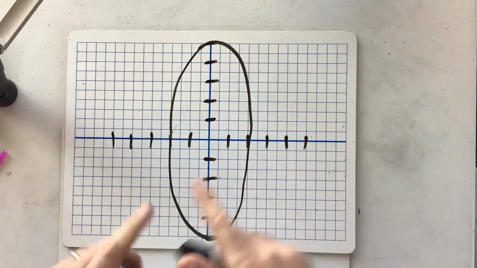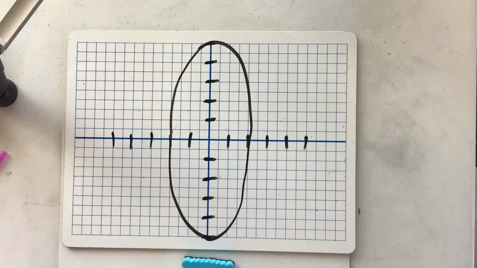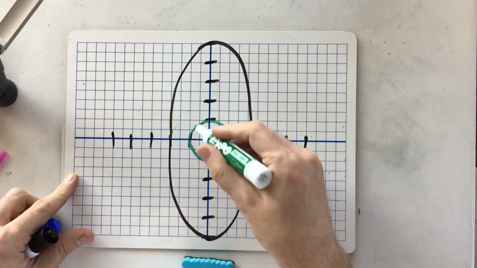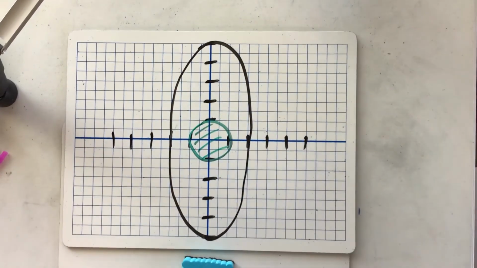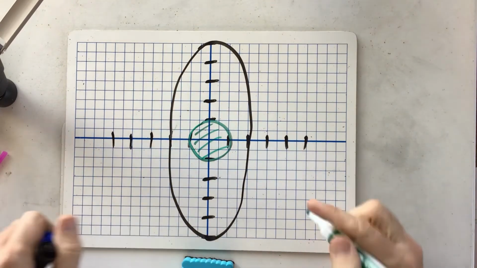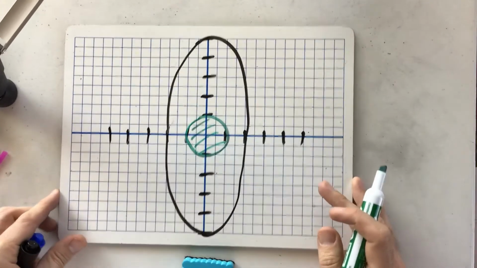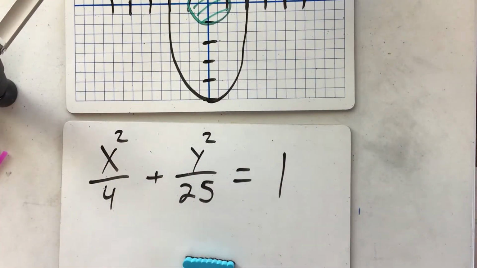Well, the well-known shape might be the shape of a circle. So what if I had the simplest possible circle, a circle of radius 1, a unit circle, and how would I go from a unit circle to an ellipse that looks just like this one? Well, the answer is this.